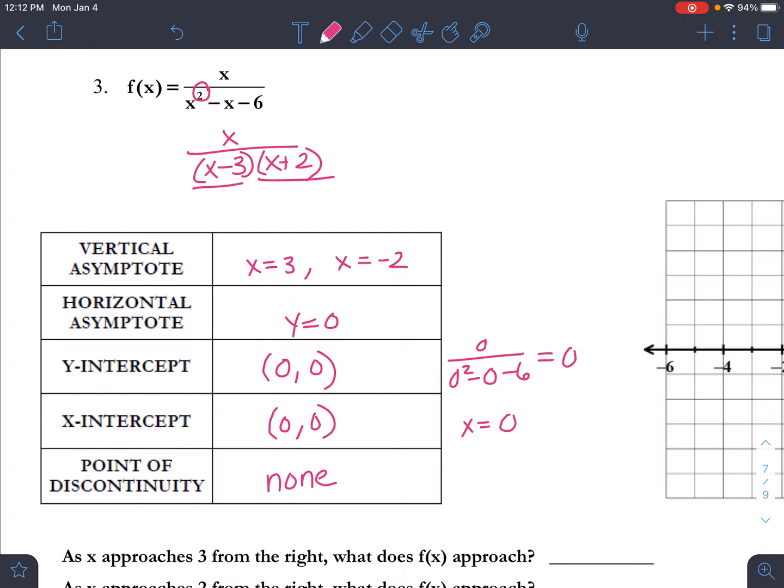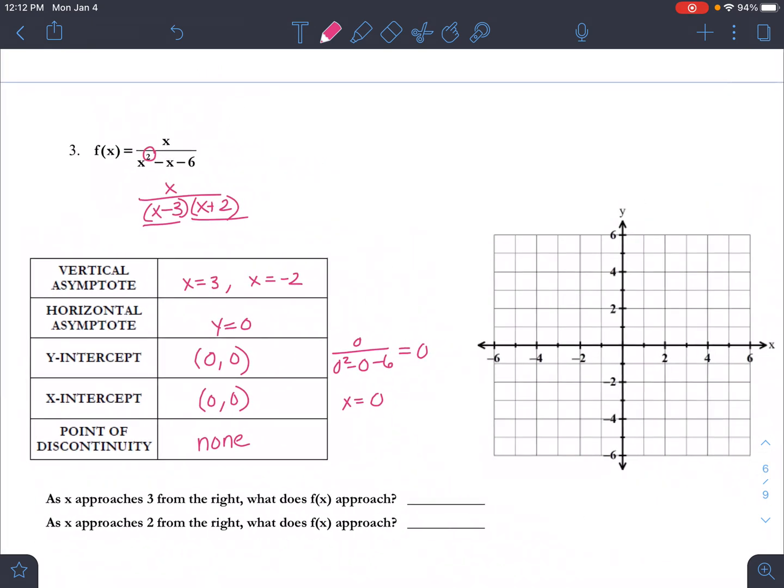Okay, so why do I want to do this example? We haven't graphed one with 2 vertical asymptotes, and this is where it gets a little tricky. We talked about there was one special situation where we're going to cross the horizontal asymptote, and this is where that might happen. So let me show you what I mean.